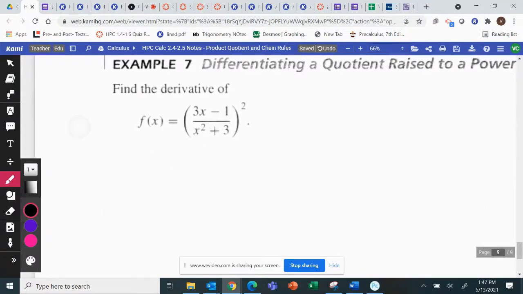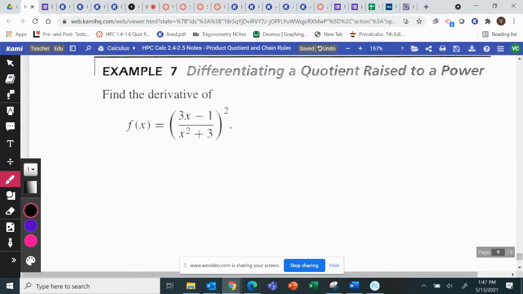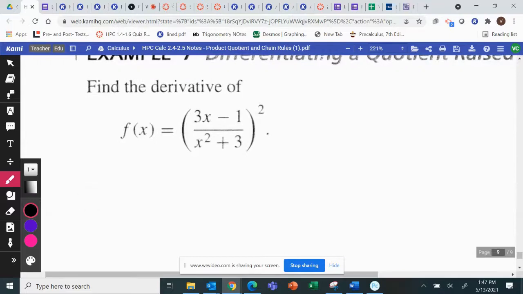All right, and then the last example, differentiating a quotient raised to a power. We're going to find the derivative of this. This will be the chain rule. Why? Because there's an outside, which is that squared, and there's an entire inside, 3x minus 1 over x squared plus 3. There's an outside and an inside.